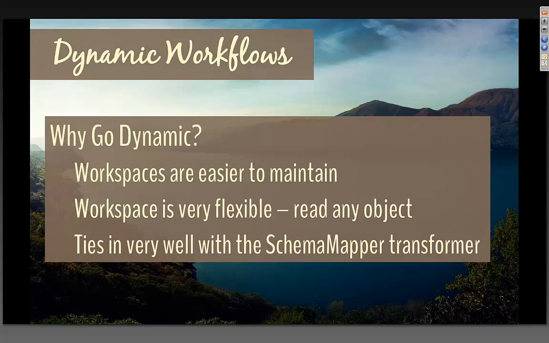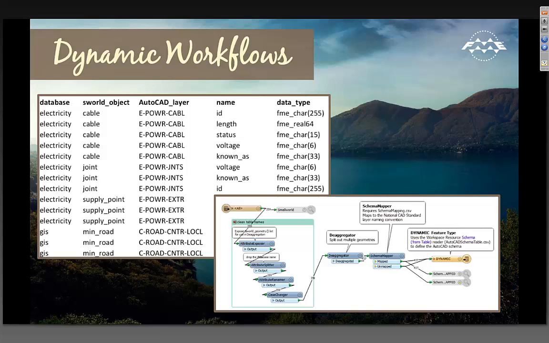So FME has this slightly different approach, which we call the dynamic workflows. So why go dynamic? Well, it makes your workspaces a lot easier to maintain. Workspaces are very flexible, so if something changes either on your source data set, i.e. you add a new object, or the attributes on an object are changed by your database administrator, FME can handle that without a lot of updates. And also what is great is this ties in very well with the Schema Mapper transformer. And of course all this ties in very well with FME Server, so you can publish these dynamic workflows up to FME Server, and you can then automate them.